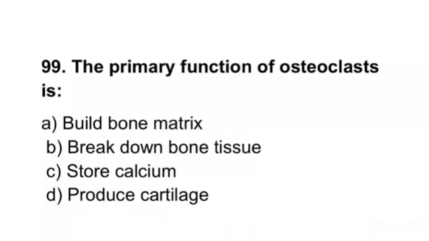99. The primary function of osteoclasts is A. Build bone matrix. B. Break down bone tissue. C. Store calcium. D. Produce cartilage. Answer, B. Break down bone tissue.